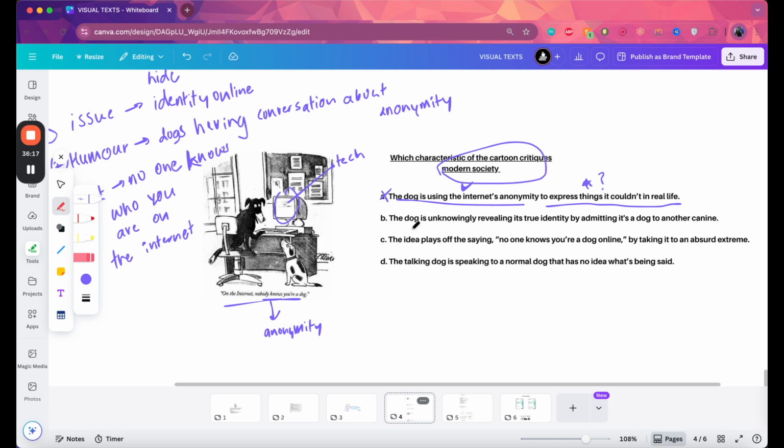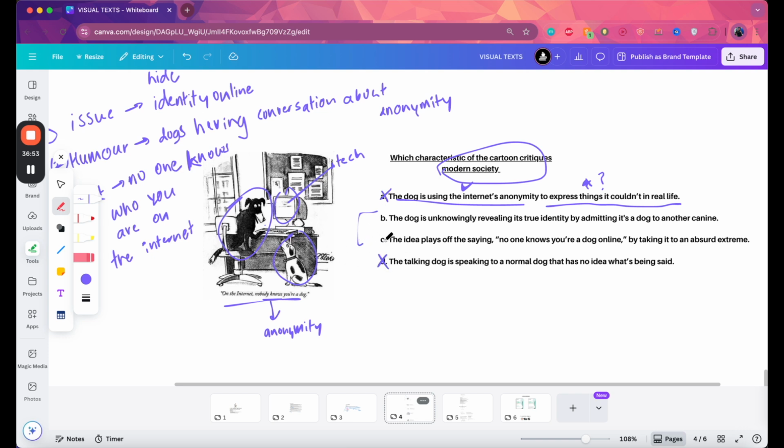and I'll look at the other options. So option B, the dog is unknowingly revealing its true identity by admitting it's a dog to another canine. I don't really like that answer, but I'll just look at the next option. The idea plays off the saying, no one knows you're a dog online, by taking it to an absurd extreme. I'm also going to move on to the next option. The talking dog is speaking to a normal dog that has no idea what is being said. So we don't know if it's a normal dog. We know that this one talks, but we don't know if this is just normal, so I can eliminate D.